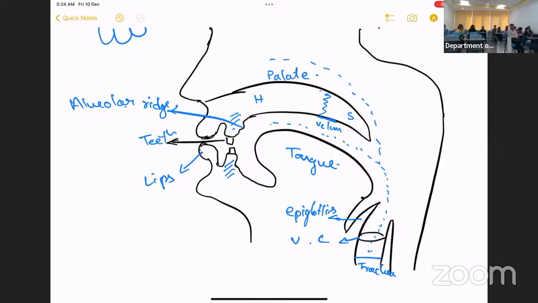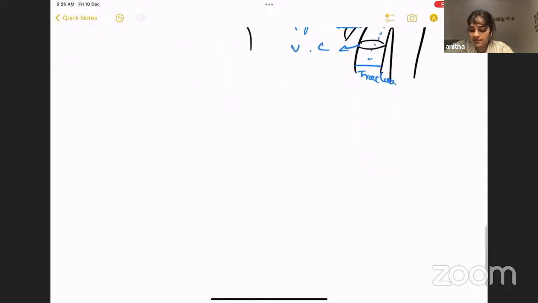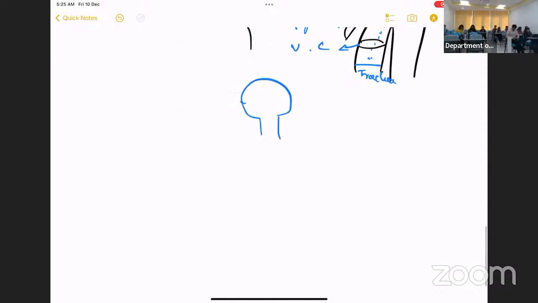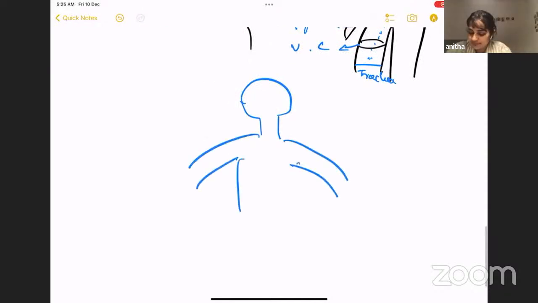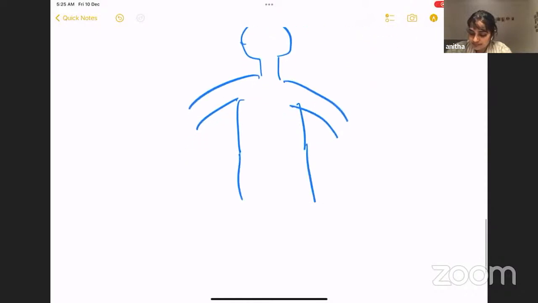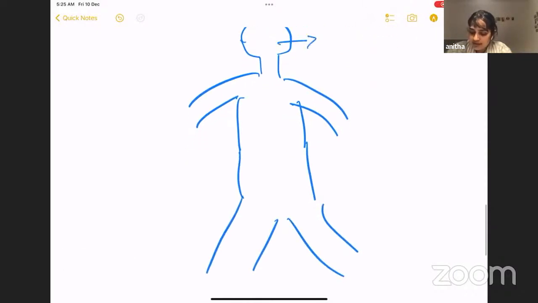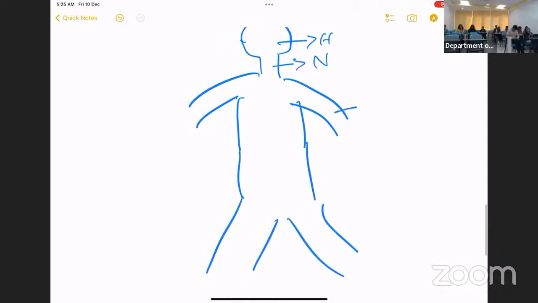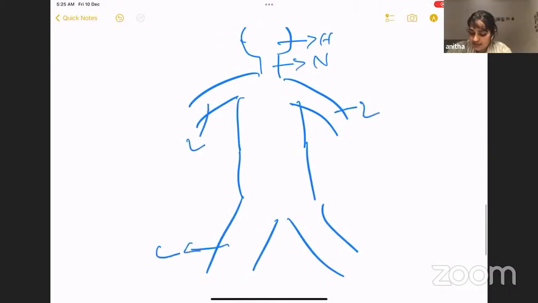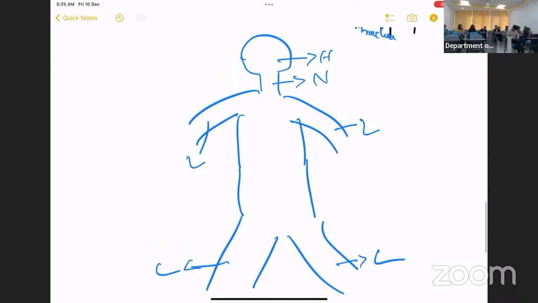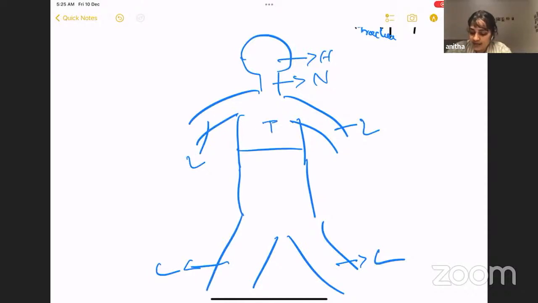Now the airstream process is when the air comes outwards, that is from the thorax. Air never comes out of the abdomen. If I have to draw a human body here, roughly, here we have the head, the neck, and the limbs, the upper limbs and the lower limbs. In the area we call the trunk, we have the thorax, then the abdomen, and the pelvis.